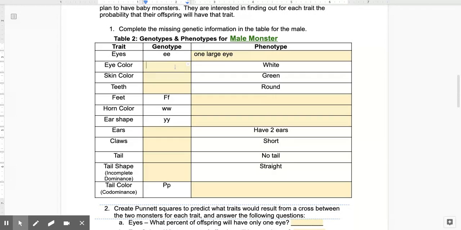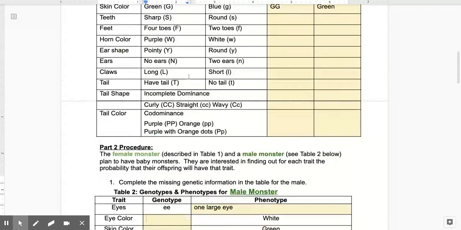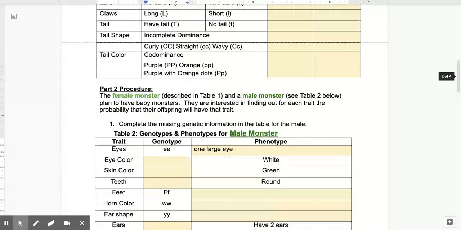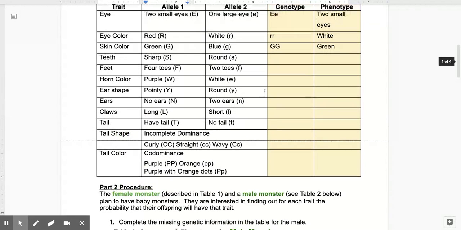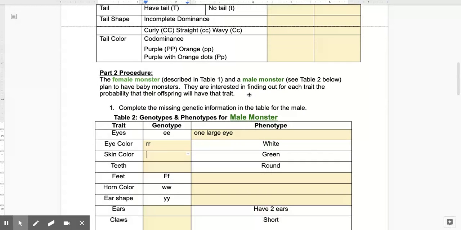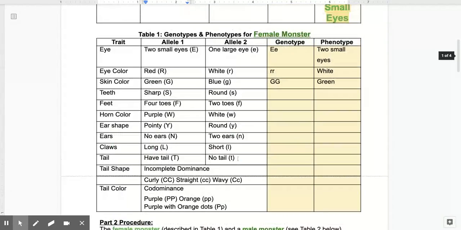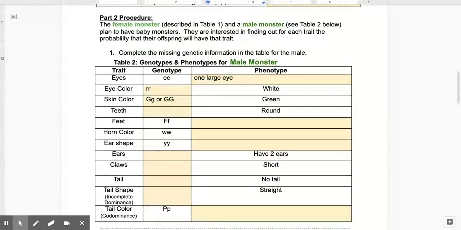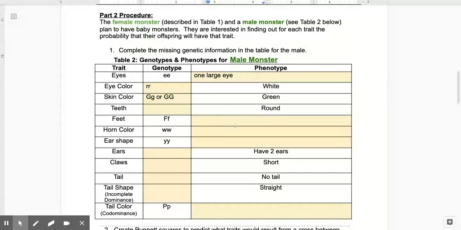And in order to have white eyes, there is only one way, so that would be lowercase r. And then green skin color. Recall that green is dominant over blue. So really you could have capital G, lowercase g, or capital G. Teeth, if there are round teeth, this is lower. Well, I can't go through this whole thing with you, but hopefully you're getting the gist of this.